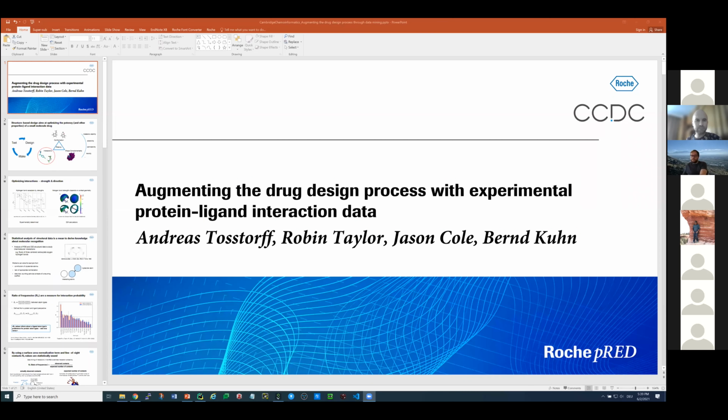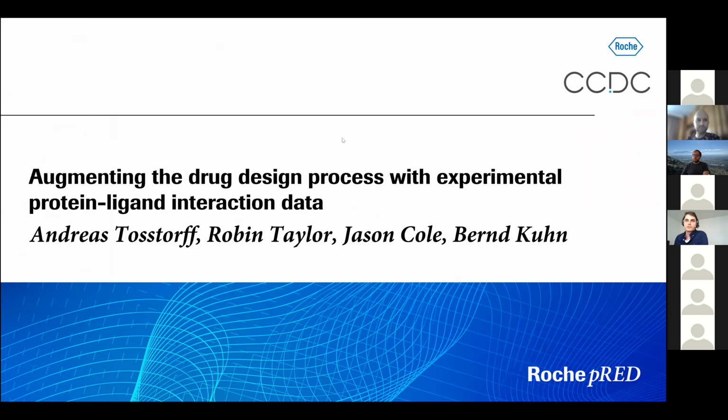Our next speaker will be Andreas Tosstorff from CCDC and Roche, who will tell us about using ligand-protein interaction data for drug discovery. Yeah, looks good. Okay, I hope you can hear me. Thanks a lot for inviting. Today I want to talk about my postdoc project I did at both the CCDC and at Roche. In particular, I want to show you how we use experimental protein-ligand interaction data to augment the drug design process.